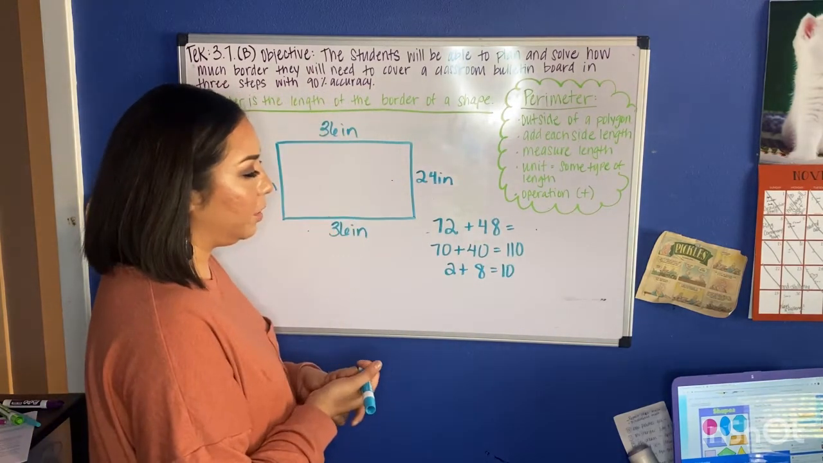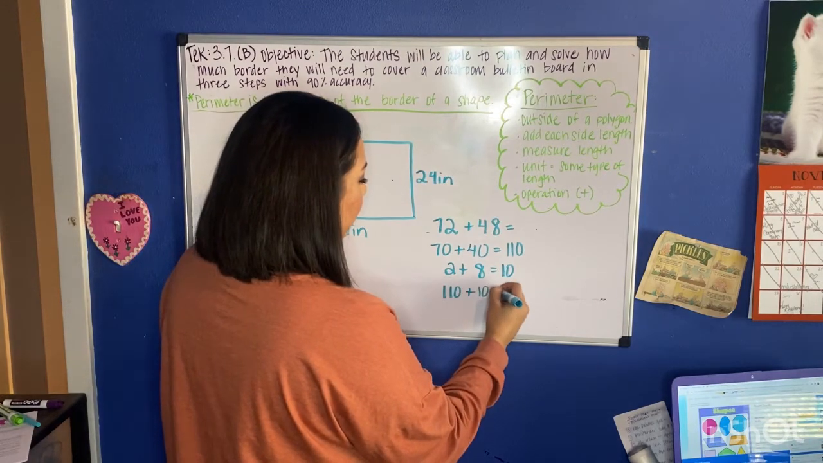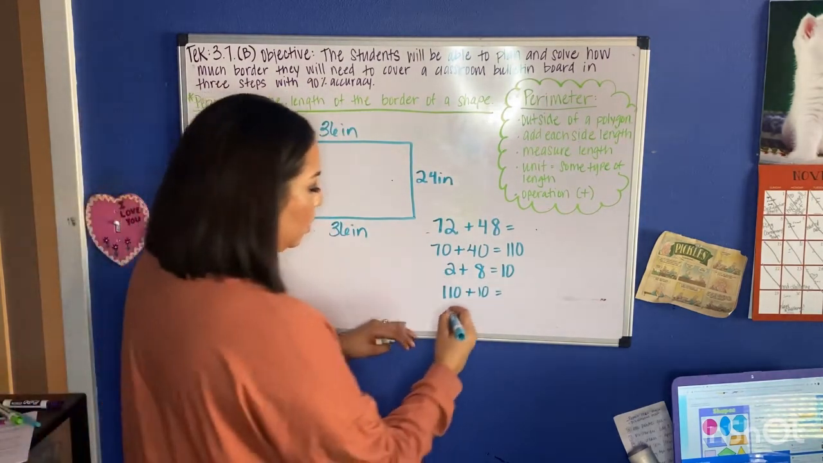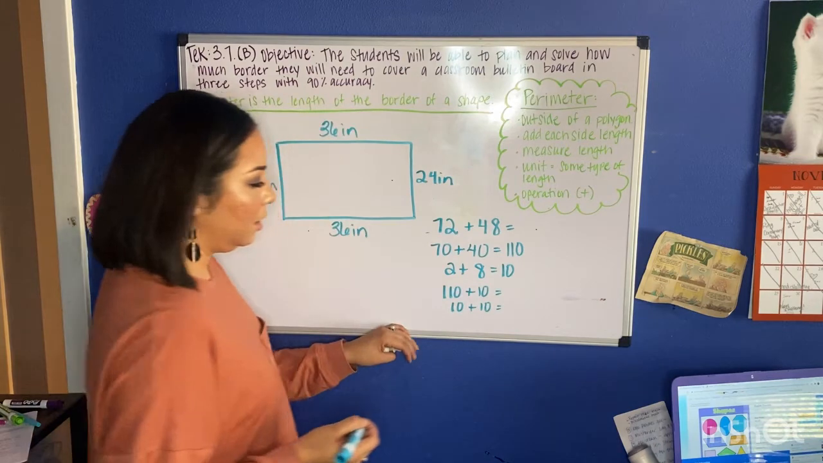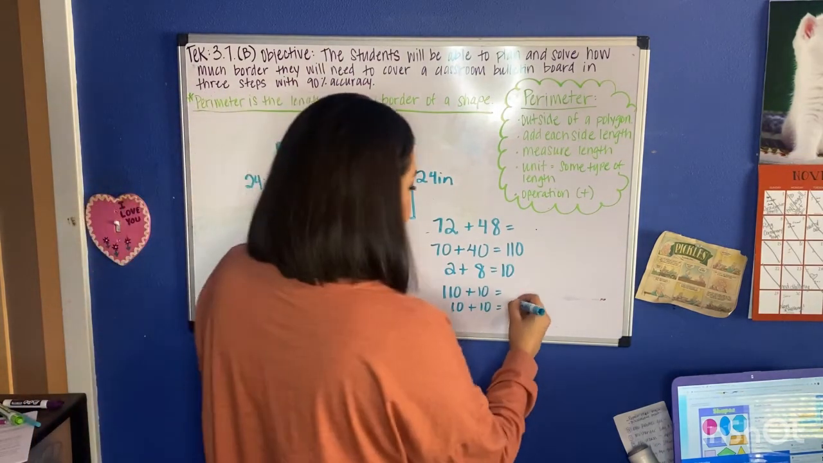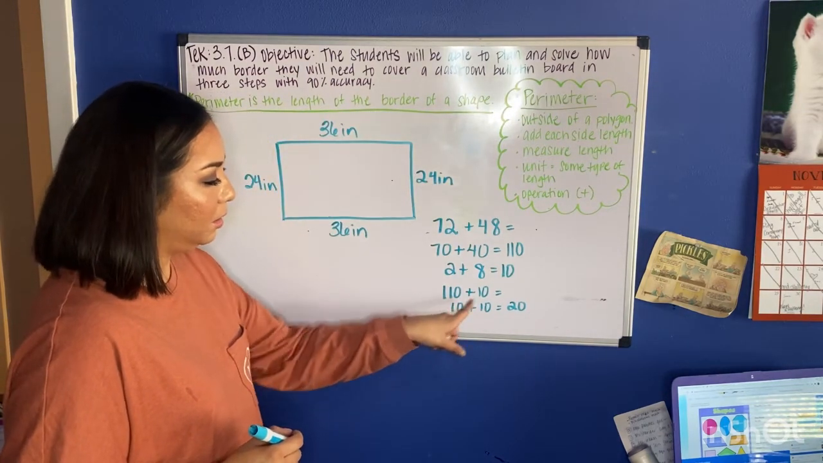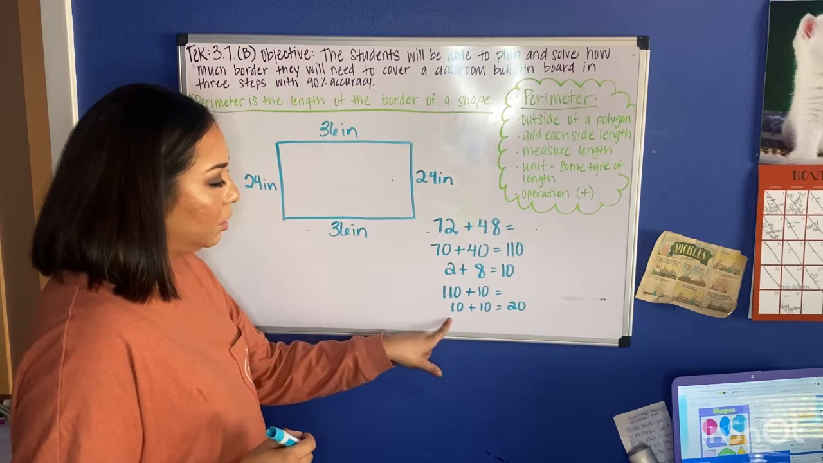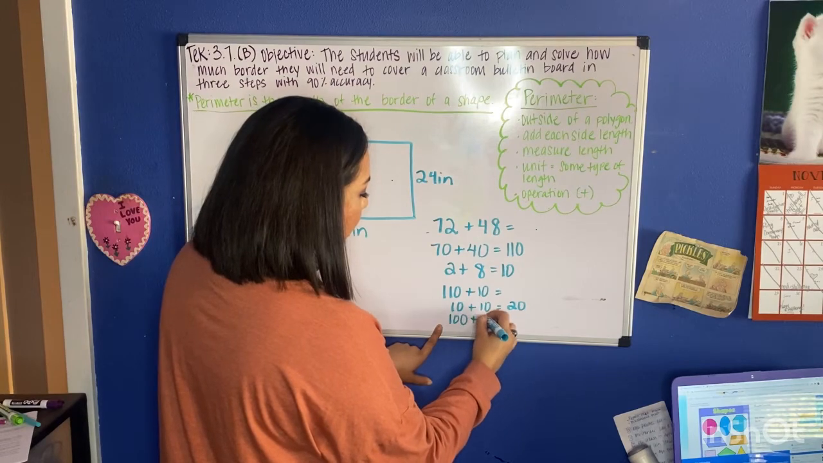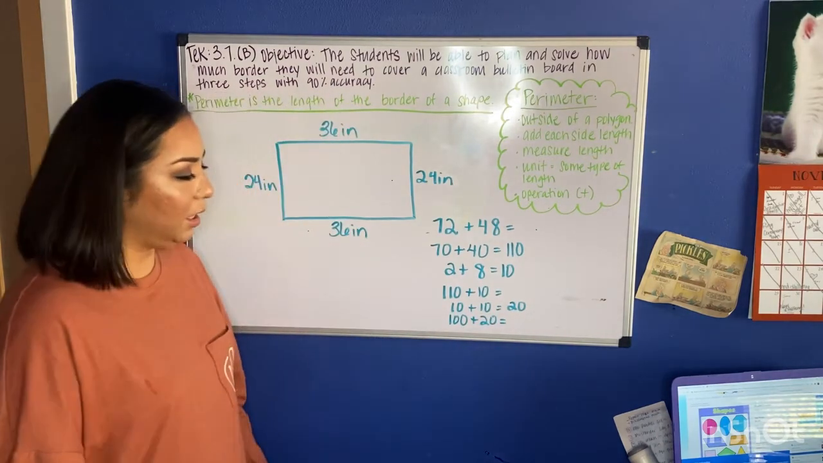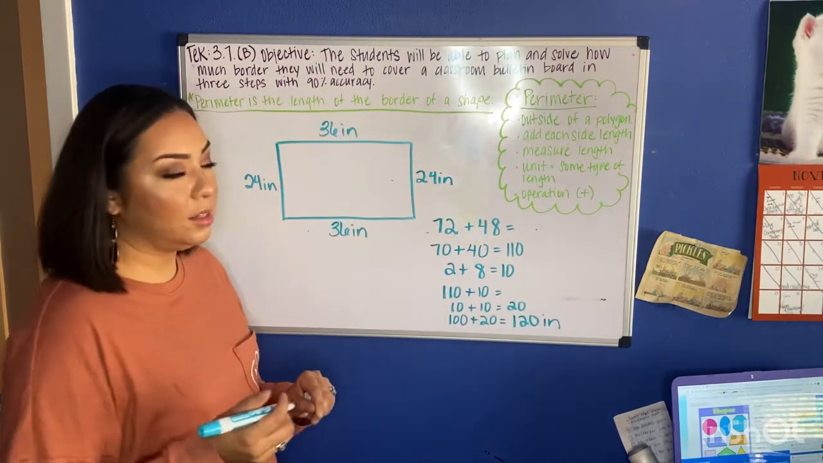That's correct. Now what do we do? Are we done? No, we still have to add 110 plus 10 to get our perimeter. Oh, you said 10 plus 10 equals 20? That's right. So we took out our 10s from our tens place and we did the 20. So now, what do we have left over from this guy? We only have 100 left over. And then we have our 20 still. So what does that equal? 120 inches. That is our perimeter.